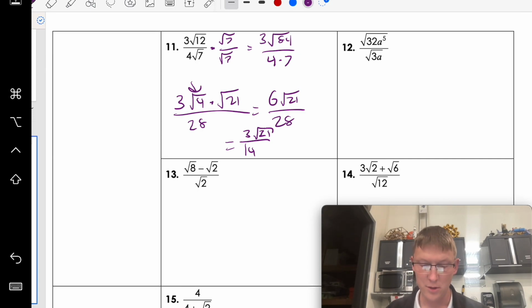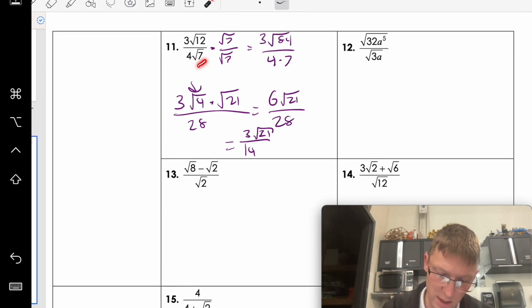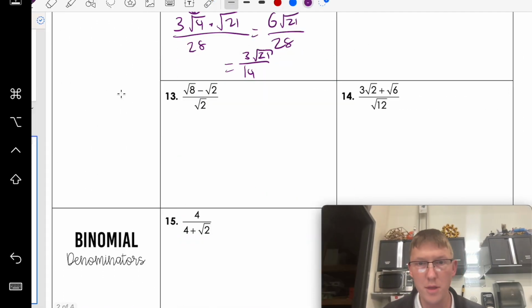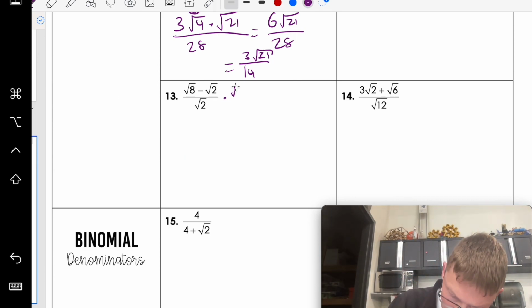So again, we are just worried about the radical signs in the denominator, and the rest of it, we're just doing the math to deal with it. Square root of 2 on the bottom, and that's the only one that we have a problem with. So that's the only one we're going to multiply by.